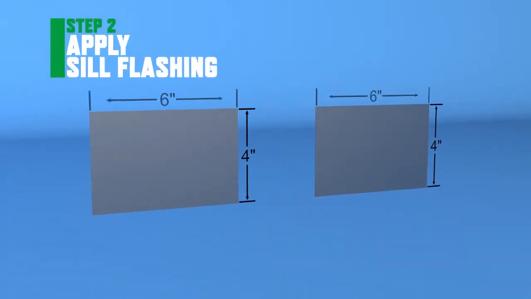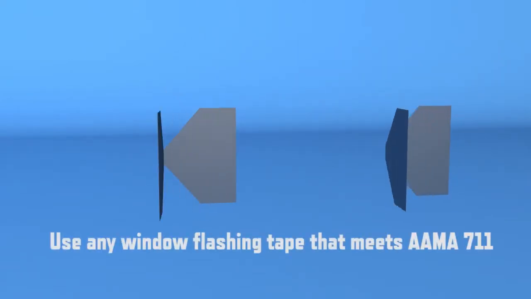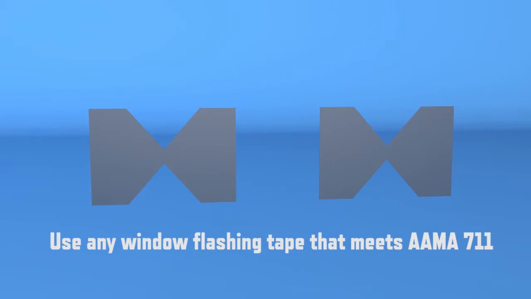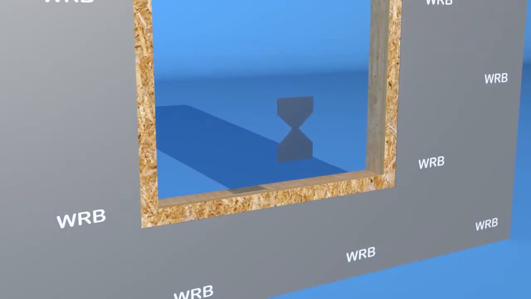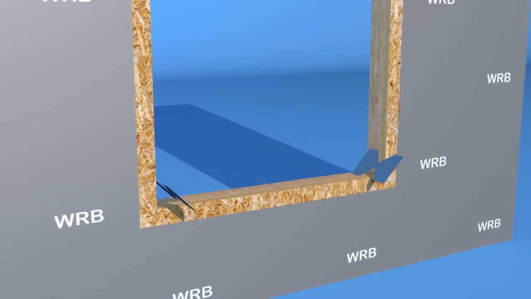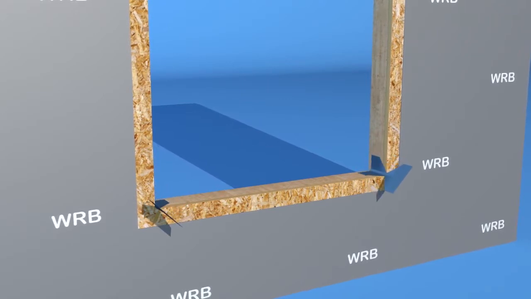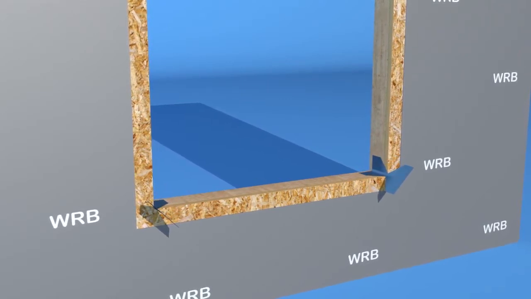Cut two 4-inch lengths of 6-inch wide flashing tape. Fold each of the 4-inch pieces in half and cut the folded corners to create a bow tie shaped corner guard. Use a window flashing tape that meets AAMA 711. Remove the release backing from the corner guard and apply a guard to each corner of the rough opening sill. Half the guard will cover the jamb and sill, and the other half will be pulled out over the exterior sheathing.